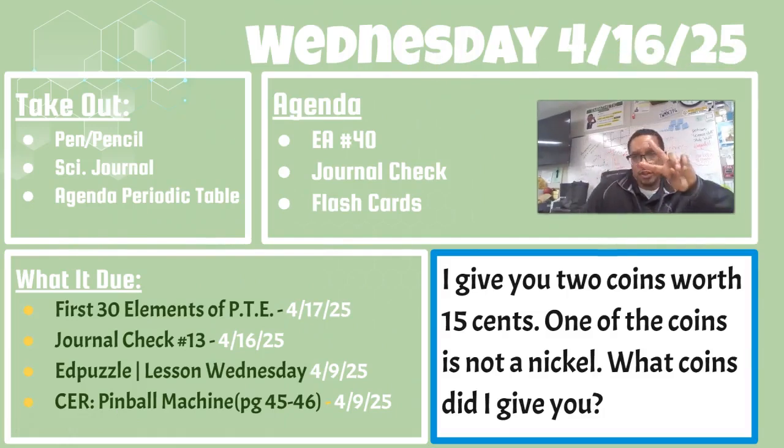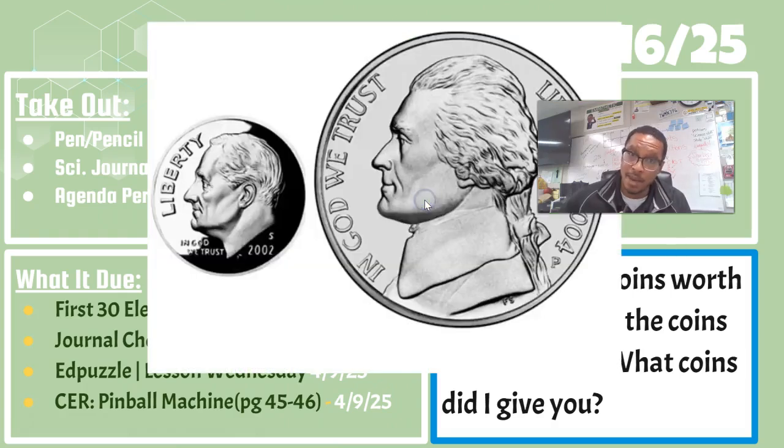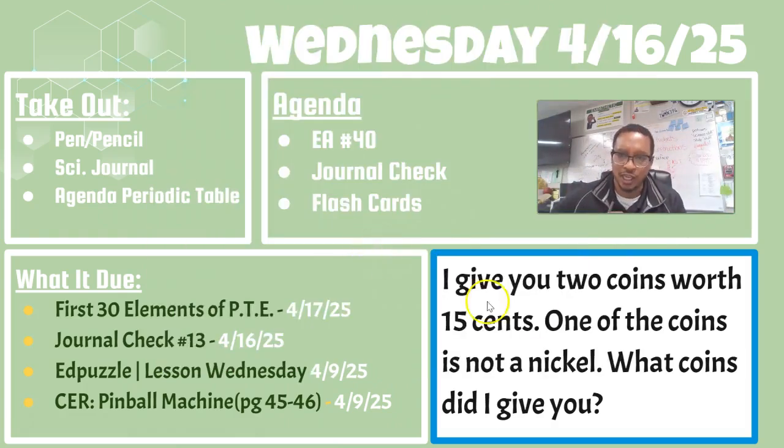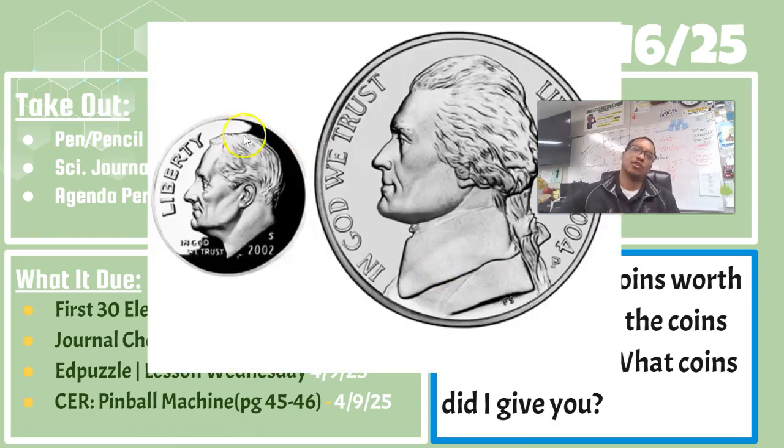I give you 2 coins, worth 15 cents in total. One of the coins is not a nickel. What coins did I give you? Now, this one stumped a lot of people. The answer is, bam, I give you a dime and a nickel. Most people are like, no, I thought you said we couldn't give a nickel. No, we said one of the coins is not a nickel, which means this one, the dime, is not a nickel. Bam. All right, cool. Let's just keep it pushing.